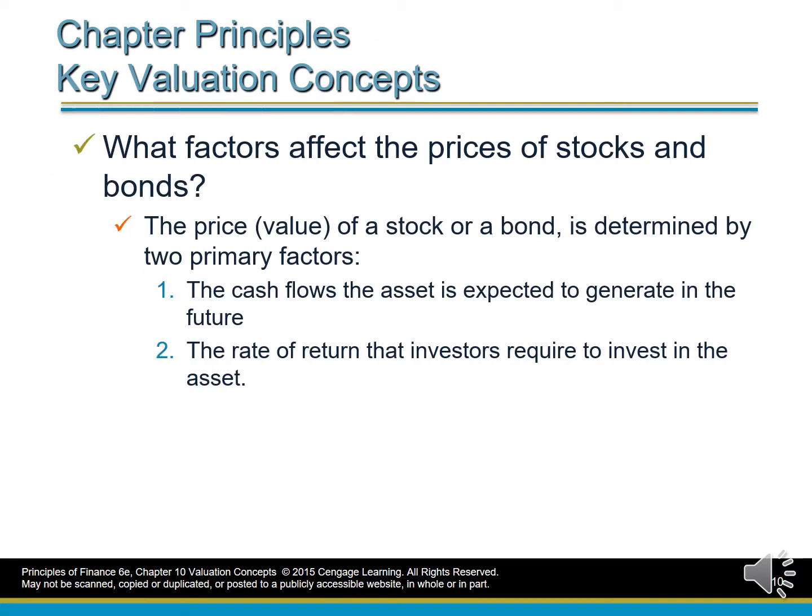What factors affect the prices of stocks and bonds? The price or value of a stock or a bond is determined by two primary factors: the cash flows the asset is expected to generate in the future, and the rate of return that investors require to invest in the asset.